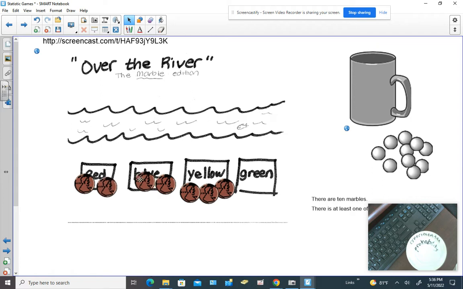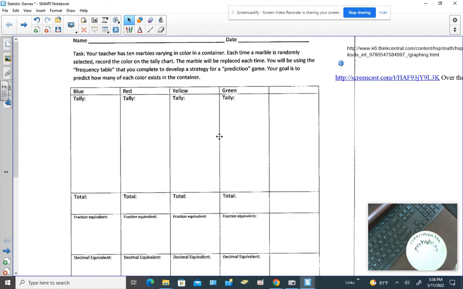So you place your markers. Now, if the color comes up, then you're going to cross it over the river. You can only cross one at a time. Now, what we're going to do to help us organize our data is keep a tally. So we have the 10 marbles. Each time a marble is randomly selected, we're going to record the color on the tally chart.